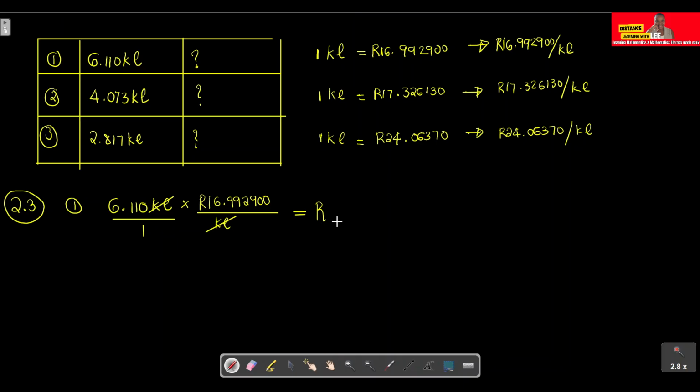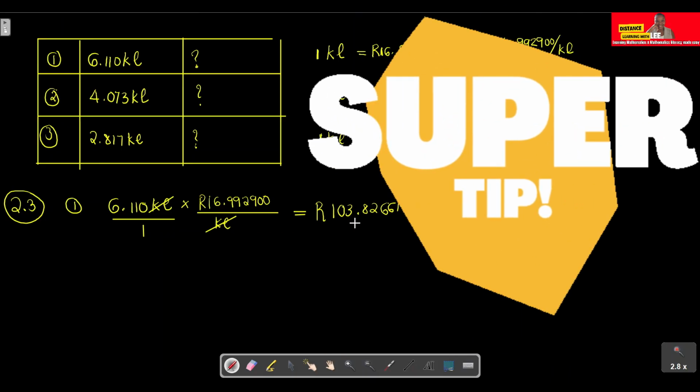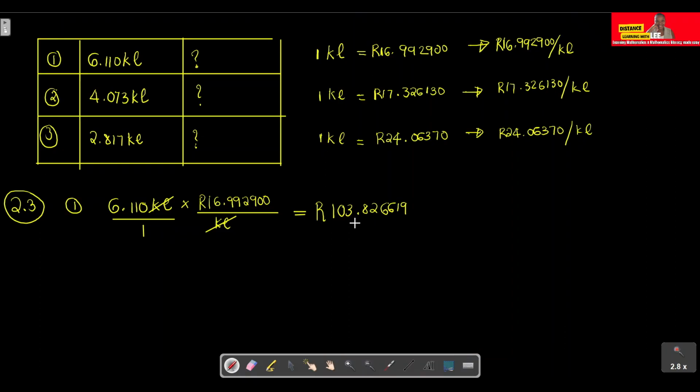If you punch it into a calculator, guys, you'll find that in the first block he pays 103.826619. It's very important that you note that I'm not rounding off anything. I'm only going to round off my final answer, just so that we maintain accuracy. That is also a tip that you need to note for your exams: just round off your final answer unless they state differently in the question. By doing that, you'll ensure that your answers are more accurate.